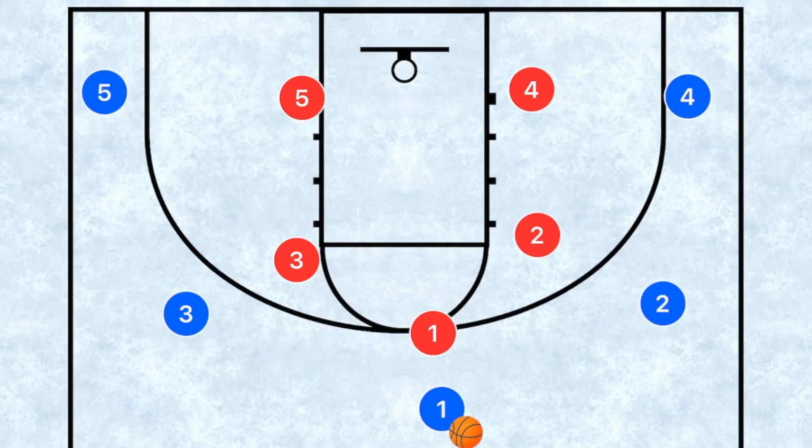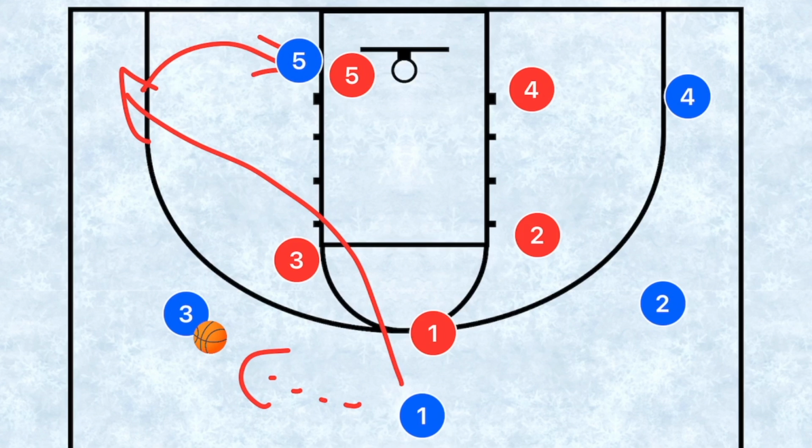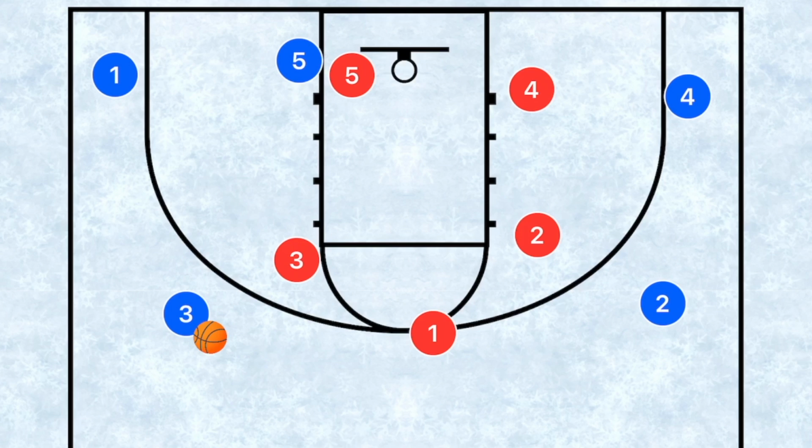Now, I'm actually a very big fan of this last play. I call this screen and roll triangle. It's very simple. Basically, what we are looking to do is have player 1 pass over to player 3. Player 5 is going to go down into the low post, and player 1 is going to cut after that pass over to the corner. Once he gets to that corner, we're then going to be looking to have player 1 get that pass back and a quick screen by player 5.